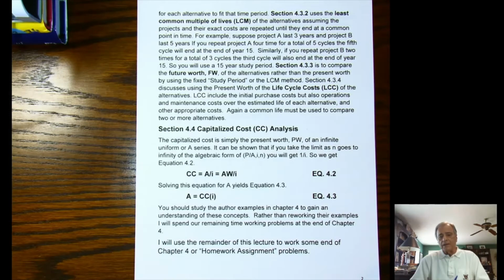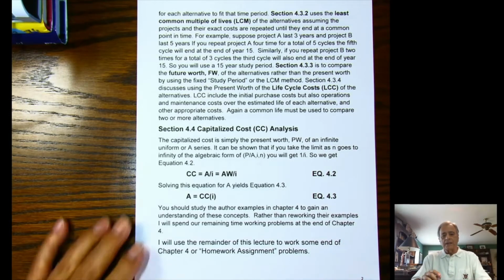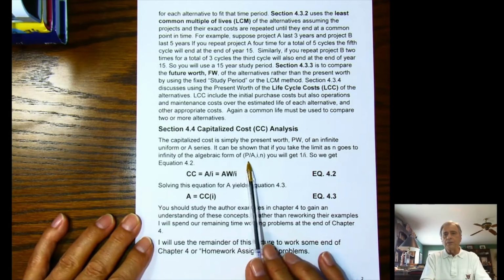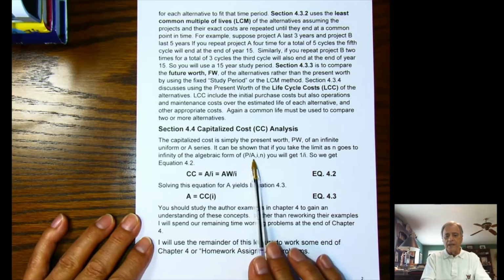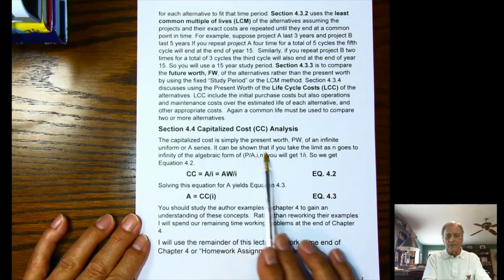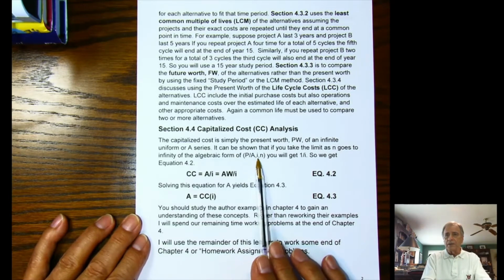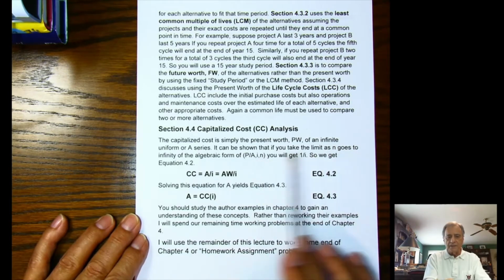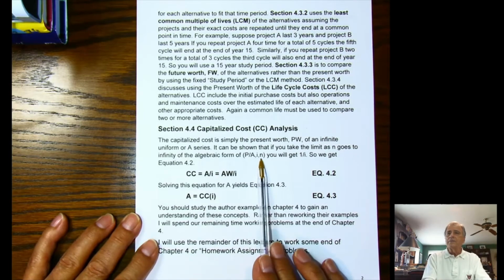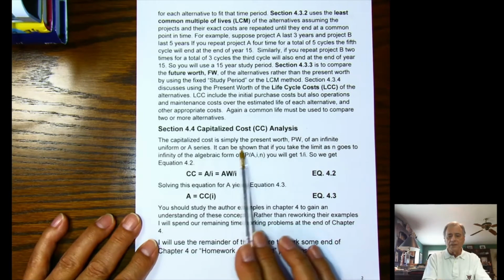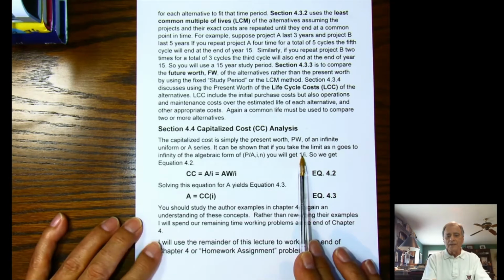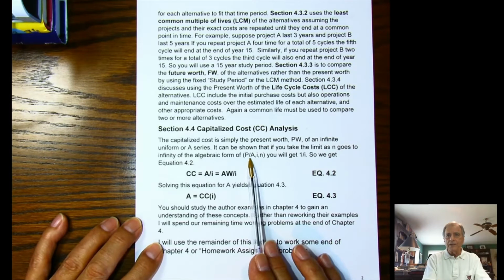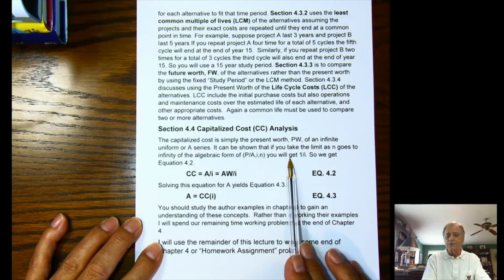And it turns out that if you take the limit of the present worth algebraic formula, P given A, I, N, and I'm not going to write it out here for you, but if you take the limit of that algebraic formula as n goes to infinity, so that's an infinite A series, it turns out that that whole thing falls out to be 1 over I. So the limit as n goes to infinity of P given A, I, N is equal to 1 over I.